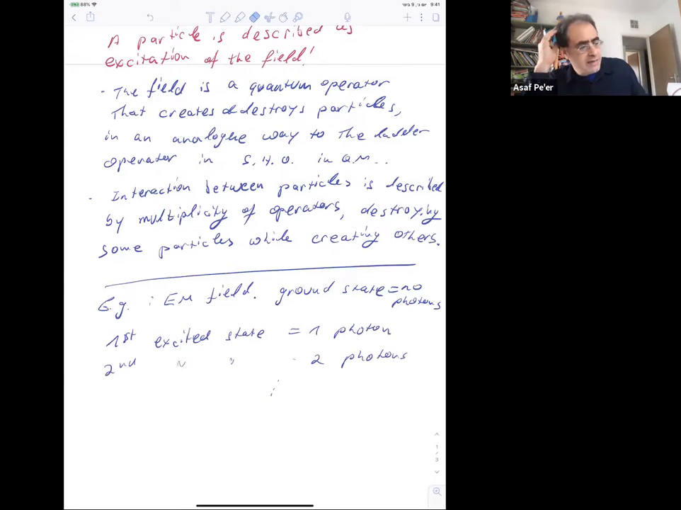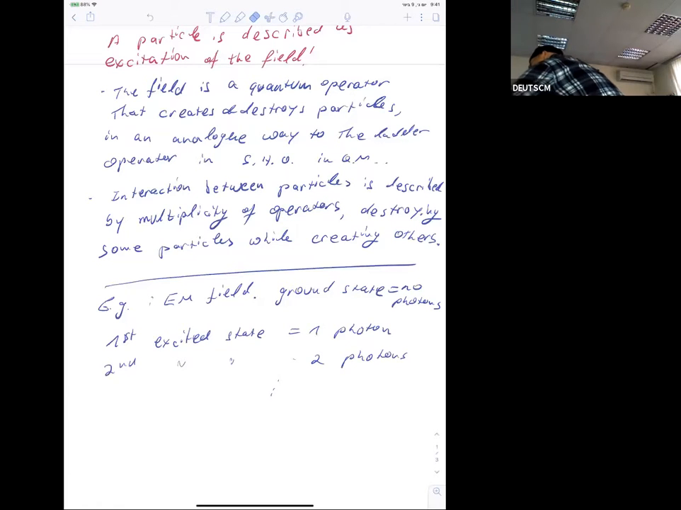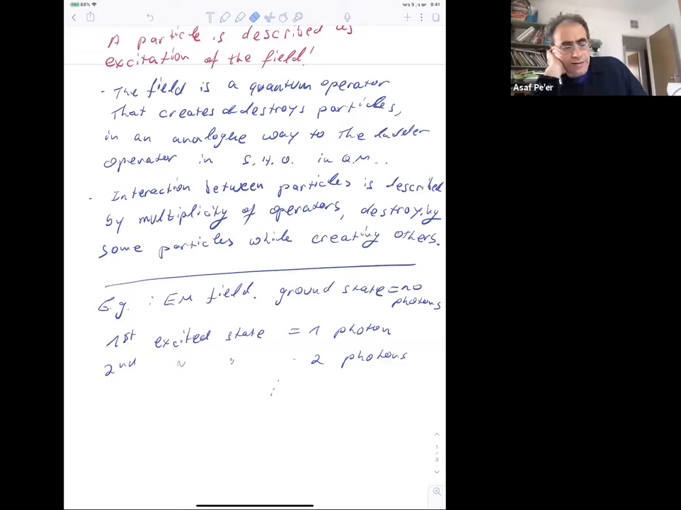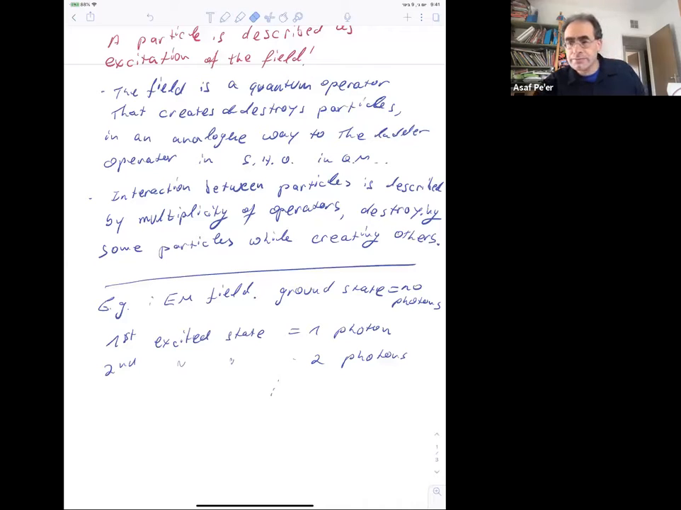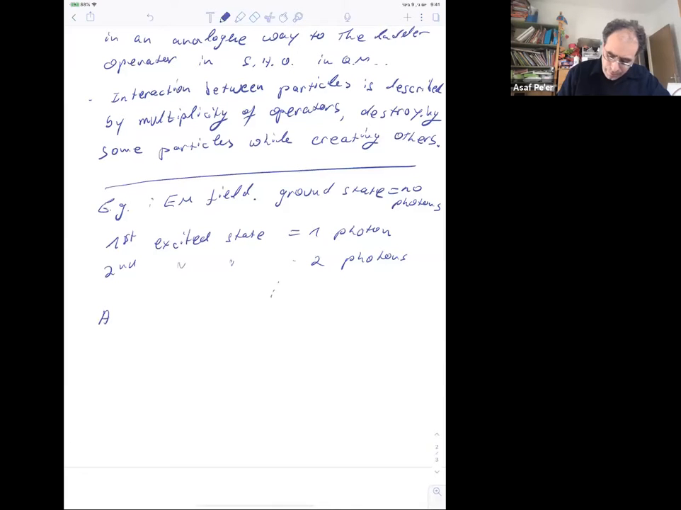Now, I said at the beginning of the course, if you remember, that within the framework of quantum field theory, a model is described by a Lagrangian.